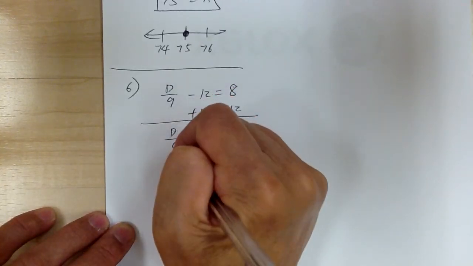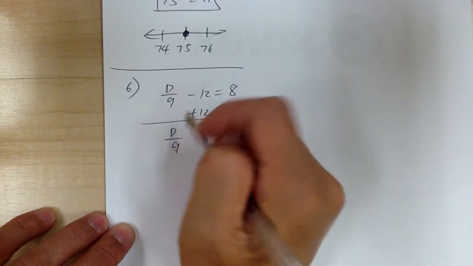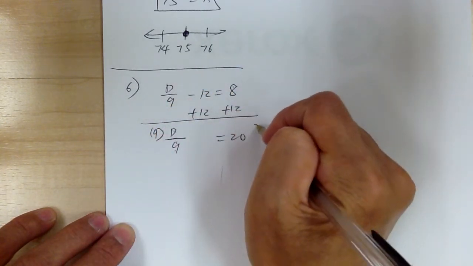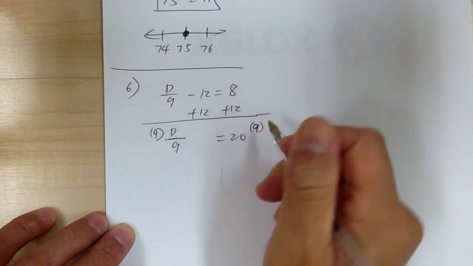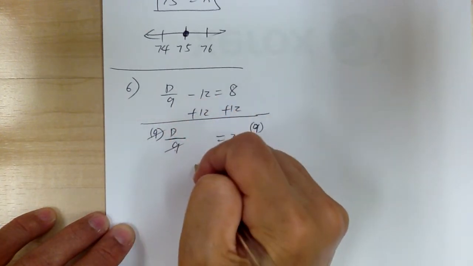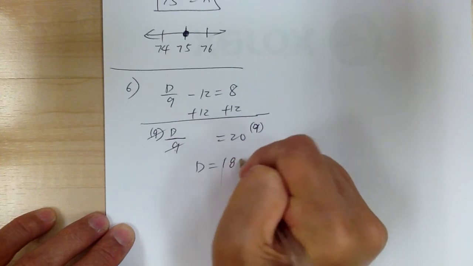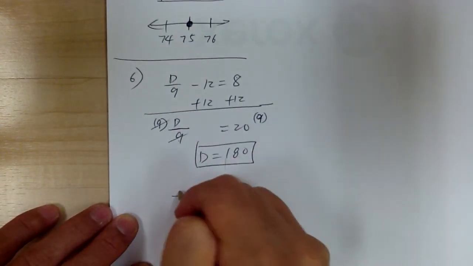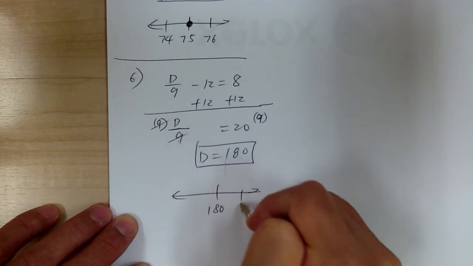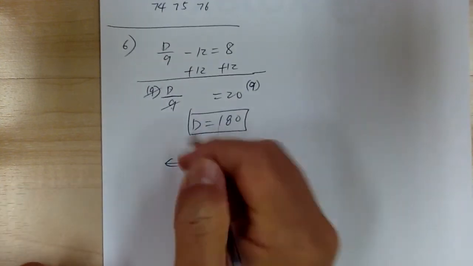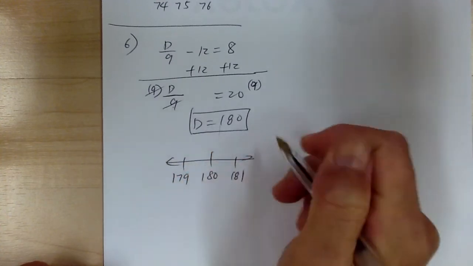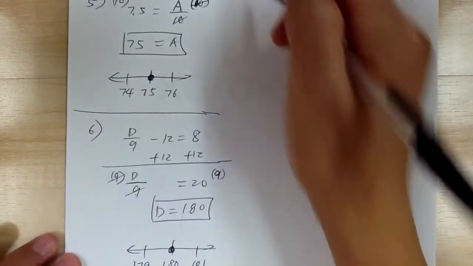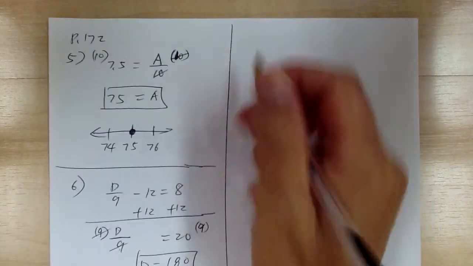So now you have to divide by 9. So to undo division by 9, you have to multiply by 9. Again, when you multiply, you put it on the top. So multiply by 9 and put in parentheses. So this cancels out. So you got d equal to 180. Okay, so when you graph, this is 180, so 181 and 179, and put a dot over here, and that's it. Okay. Let's go to number 7.